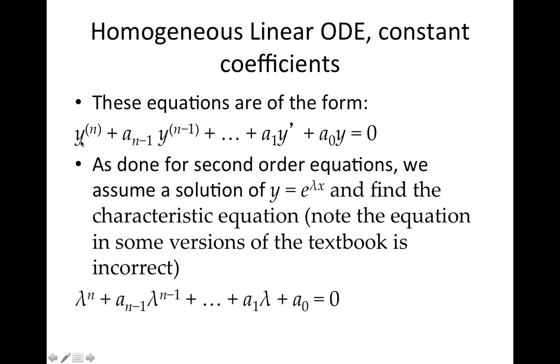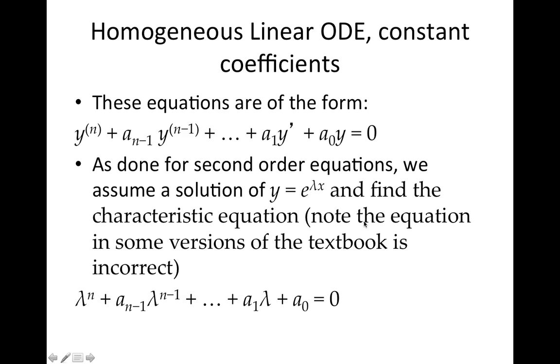So here's our differential equation where y to the n represents the nth derivative of y. And then our a's with our subscripts represent the coefficients, and you'll notice they are constants. You also notice this is homogeneous because it's equal to 0. And basically we're going to use the same approach here that we used for second order differential equations. We're just going to assume a solution of y is equal to e to the lambda x. And when we do that, we'll find the characteristic equation.